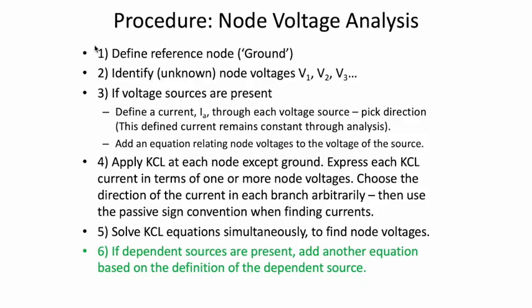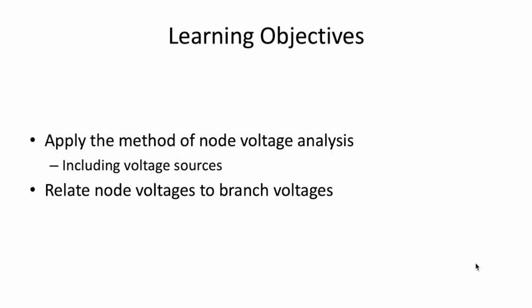Okay, our overall procedure here for node voltage analysis is shaping up. Now we've gone through examples that take us all the way through 1 through 5. The only thing left is just dealing with dependent sources, and that'll be covered a little bit later on in the course. Learning objectives for this, we're to apply the method of node voltage analysis, including when we have the case of voltage sources, and as before, to relate node voltages to branch voltages.